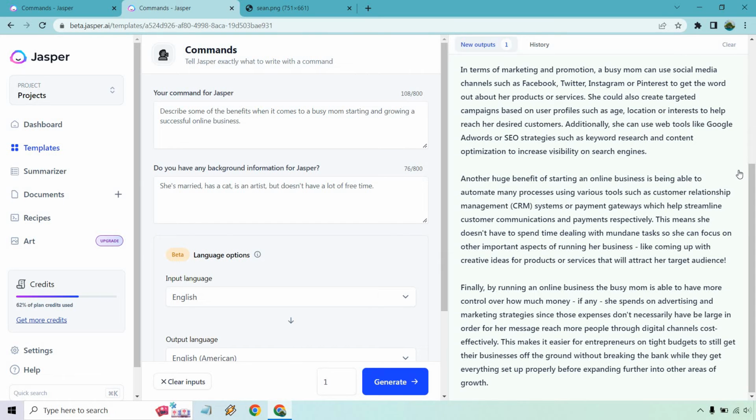Another huge benefit of starting an online business is being able to automate many processes using various tools. So that can be related to, I guess, freedom, outsourcing, systematizing, stuff like that, and have more control over how much money, if any, she spends on advertising. So money would be another one. So you could probably dive deeper into that just by giving it a different type of command.